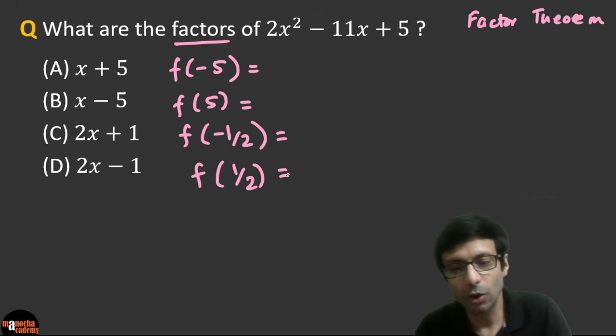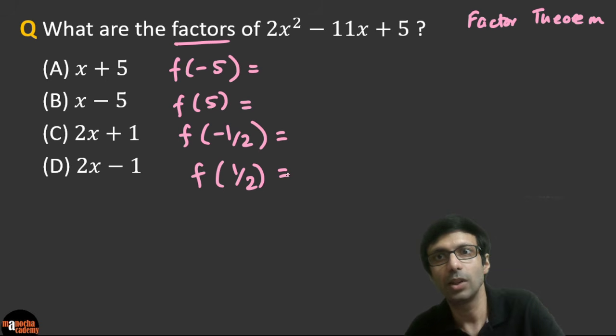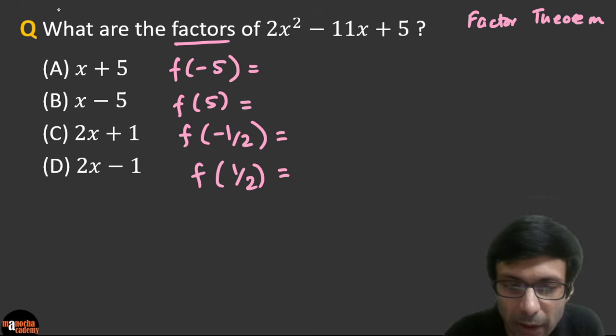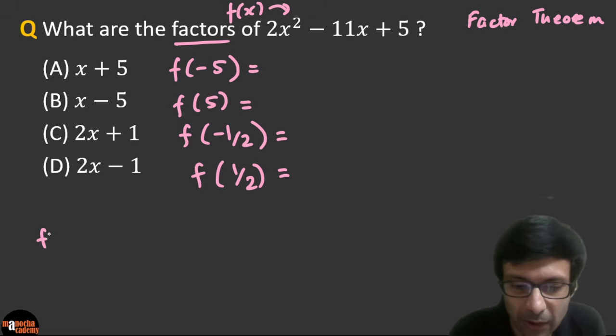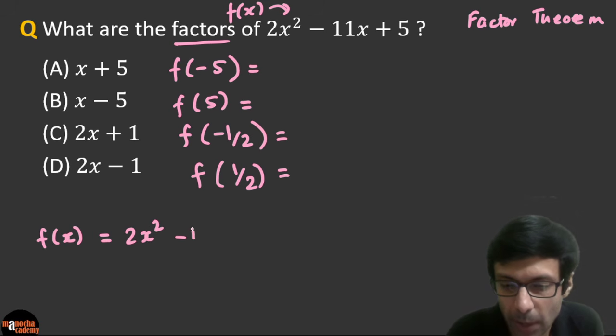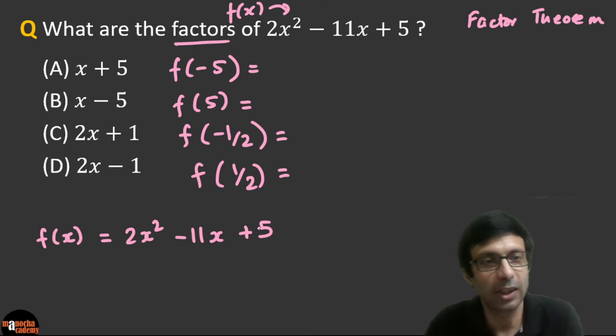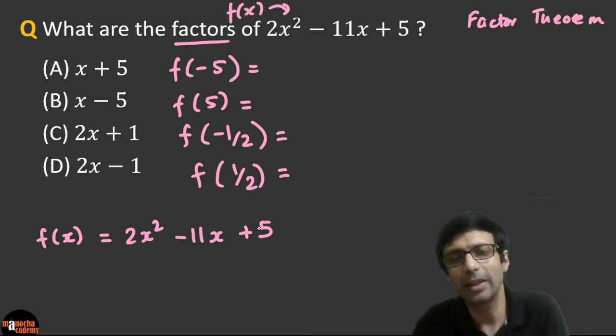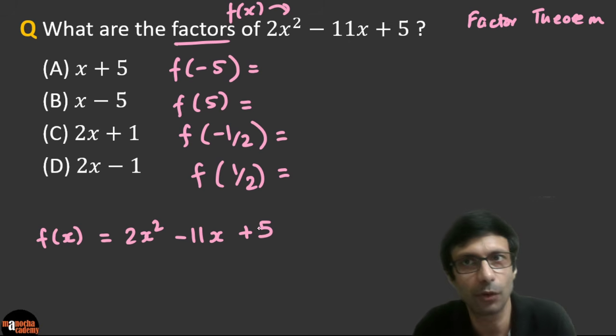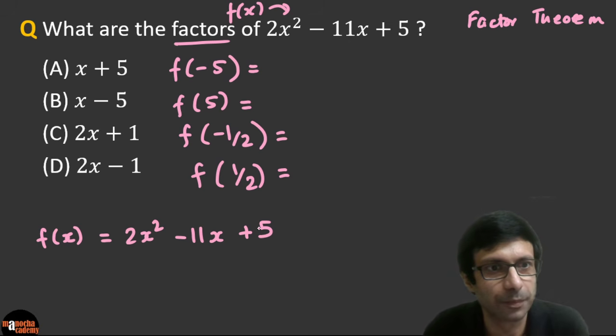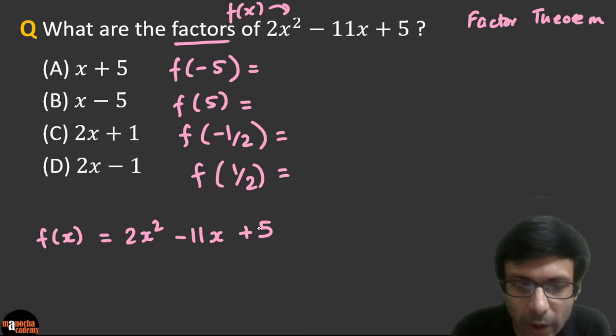By using factor theorem, guys, just substitute these values in the polynomial, where our polynomial here, f(x), is this, right? Let me write it down here again. So this is our polynomial, f(x) equals 2x squared minus 11x plus 5, right, guys? You just need to substitute the values. So go ahead and make the substitution and tell me which ones are factors of this polynomial. Come on. Okay, it should be pretty simple. Let's quickly go ahead and try it out.